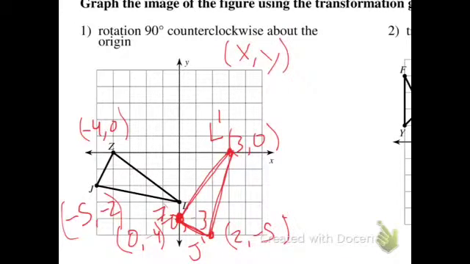Well, if you're doing a counterclockwise turn of 90 degrees, you take your x and y coordinate of your point, and you switch the order, and you make the y value the opposite sign, and that's your function for this first one here.